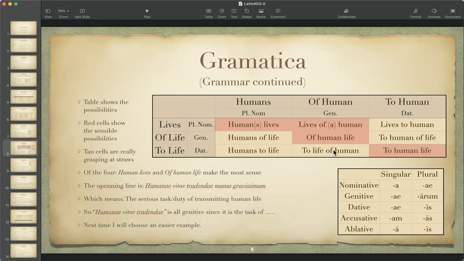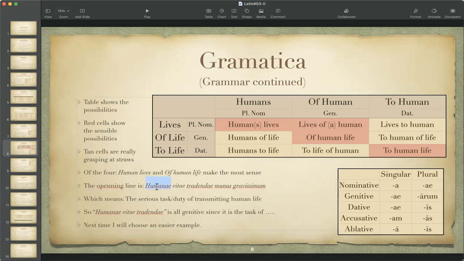And so what I'm kind of doing here is showing you all the reasonable possibilities. And these are the four that make the most sense. Humans to life, no. To life of human, no, doesn't make much sense. So what we have here are these four. And the one it is, of course, is this guy right here. And it's perhaps unfortunate that I happened to pick this title at random, but I did.